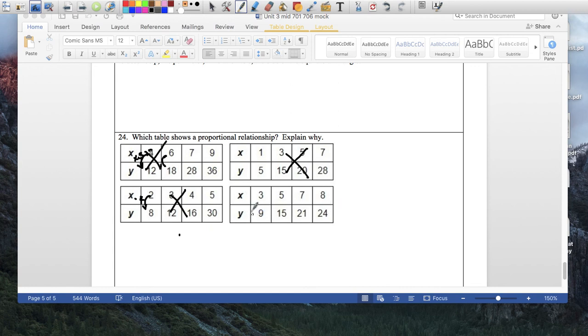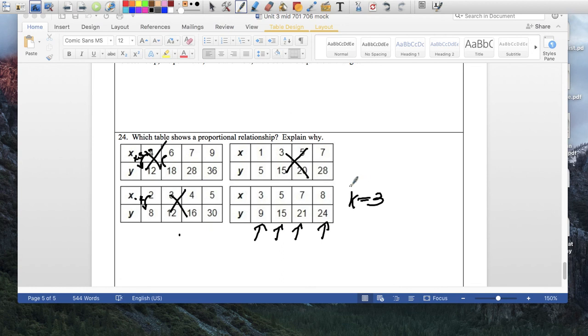Or go the other way. 9 divided by 3 is 3, which is k, right? When I divide y by x. So 9 divided by 3 is 3. 15 divided by 5 is, sorry, 3. 21 divided by 7 is 3. And 24 divided by 8 is 3. So k is 3 no matter which point you use.